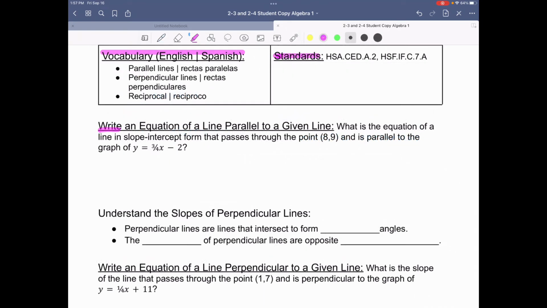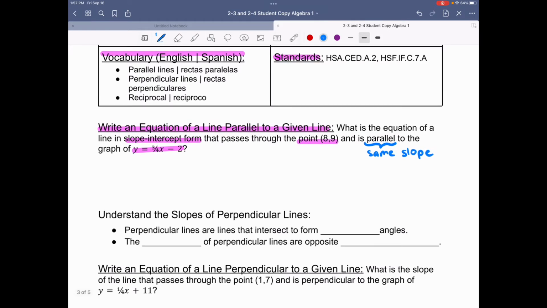Now we will write an equation of a line parallel to a given line. What is the equation of a line in slope-intercept form that passes through the point (8, 9) and is parallel to the graph of y equals 3/4 x minus 2? Now, we know that if it is a parallel line, we need the same slope. And we need the same slope as this equation right here.